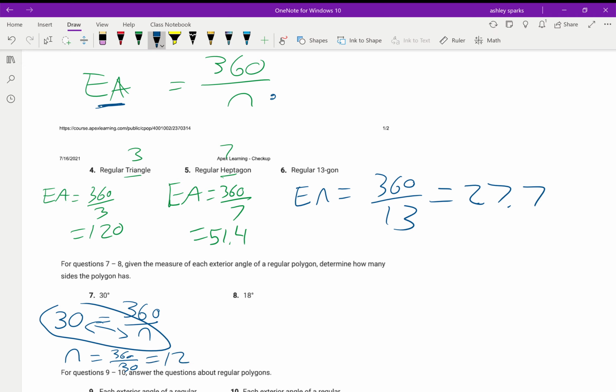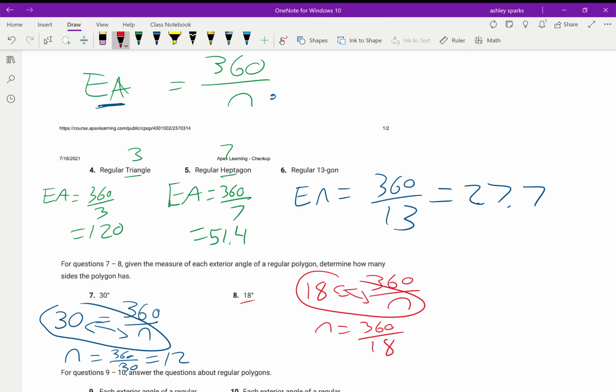Once you get used to that, you don't even have to write out the full thing, because it's always going to be the same. You take your exterior angle, set it equal to 360 over n, and then you do your little switcheroo. So n is going to equal 360 divided by 18, which gives me 45. So this would be a 45-degree shape.